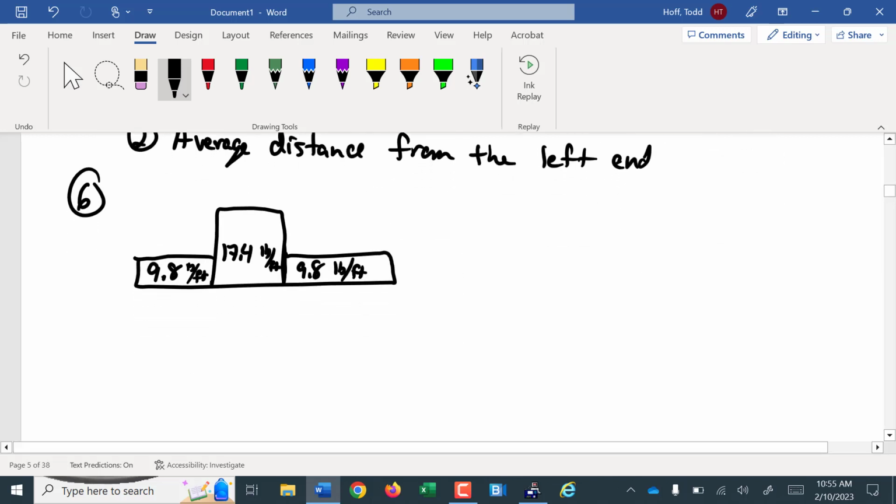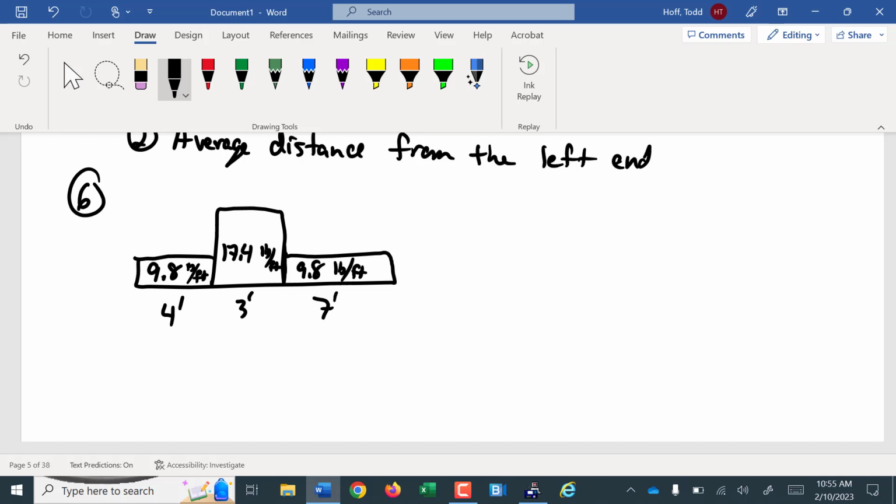So number 6 has 3 sections. We've got a 4-foot section that's 9.8 pounds per linear foot. Then a 3-foot section that's 17.4 PLF. And then a 7-foot section that's 9.8 pounds per linear foot.